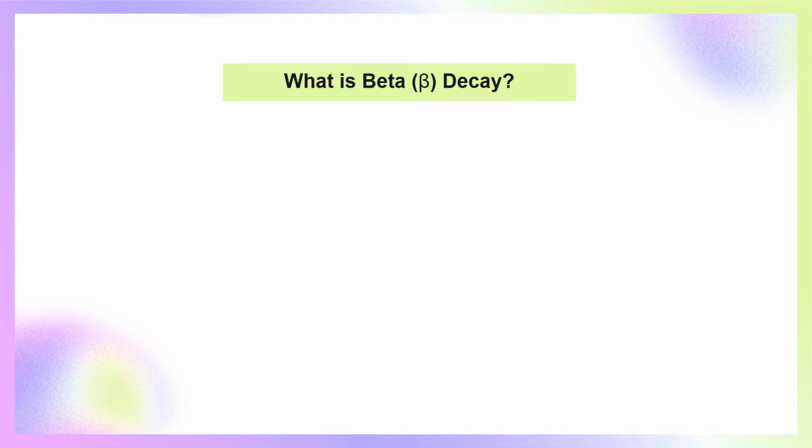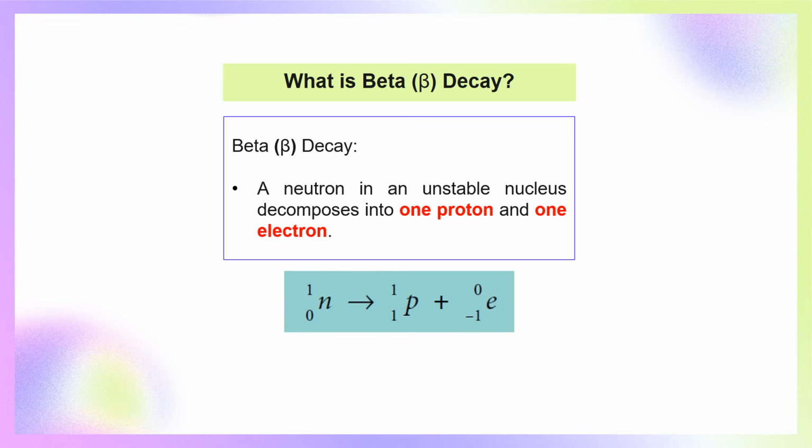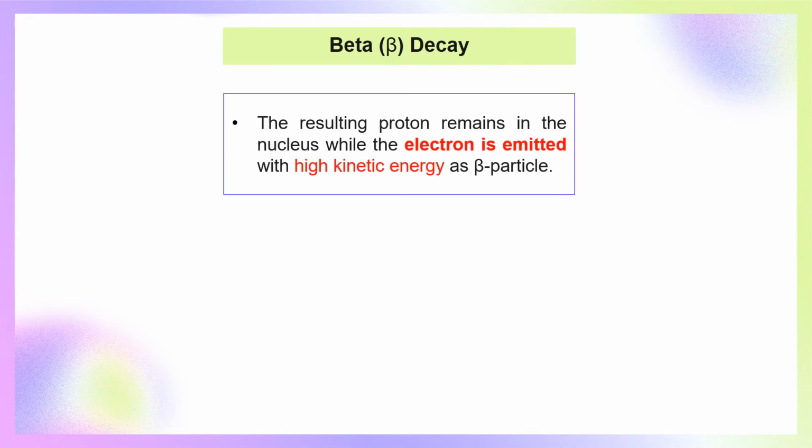Now, let's look at what beta decay is. Beta decay is when a neutron in an unstable nucleus decomposes into one proton and one electron. The resulting proton remains in the nucleus, while the electron is emitted with high kinetic energy as a beta particle.